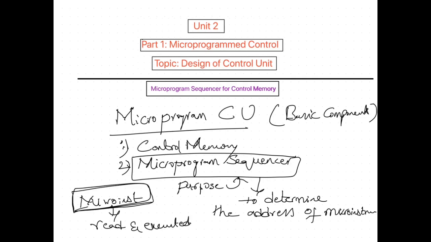The very important thing is that the address determined by the microprogram sequencer will be loaded into a CAR. What is the CAR? The CAR is a register. What is the full form? Control Address Register. The CAR register stores the address of the micro instruction.